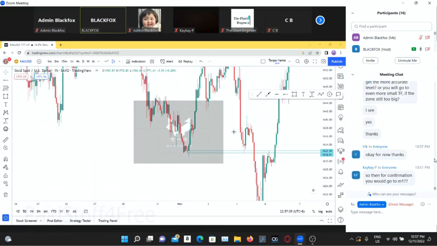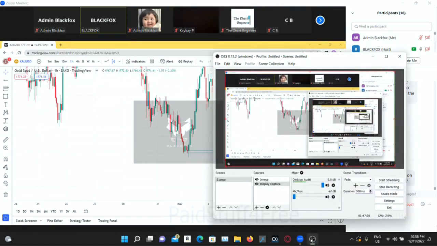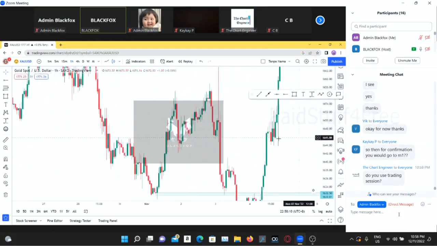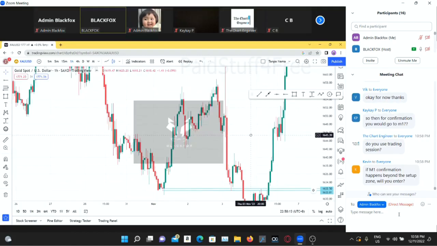So then for confirmation, you will go to M1. Yep, for confirmation, I will go to M1. Just remember, if you trade on news and the trend line breaks, wait for pullback, then entry. If you trade on a normal day with no news, just enter instantly when the price breaks the trend line. I don't use trading session.